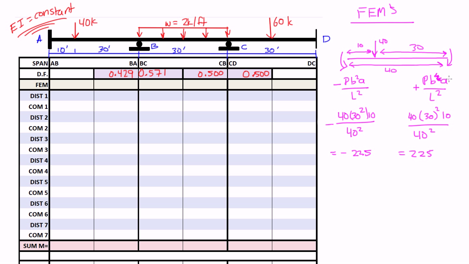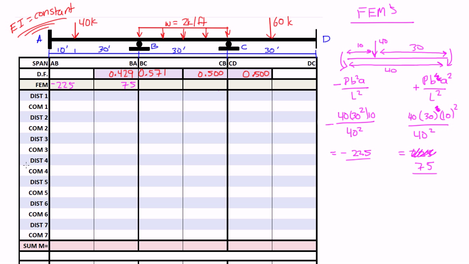It should be P B squared A over L squared on the left side, and then P B A squared over L squared on the right side. So it should be A squared on the right side. Okay? Sorry about that. So this is not 225, it's actually 75. 75 on the right side. So I'm going to take this negative 225 and the 75, and I'm going to put them here. So for A, it was negative 225. On the right side, it was 75.